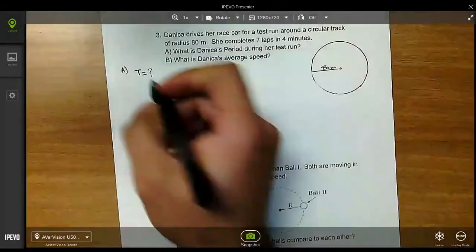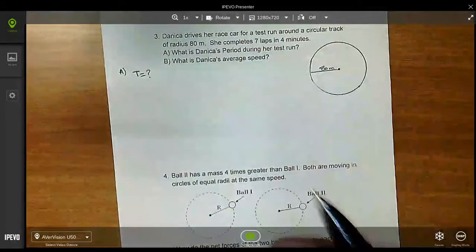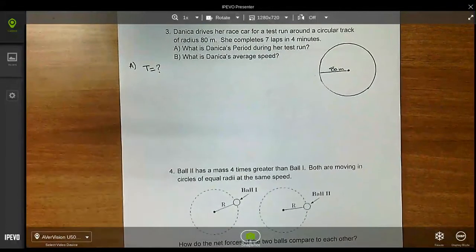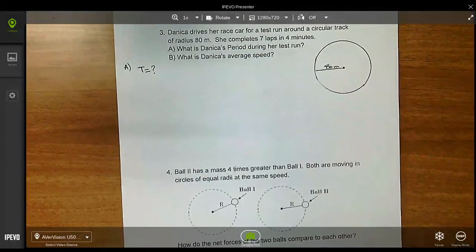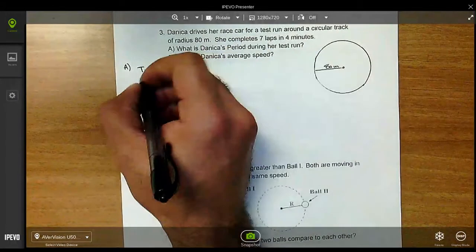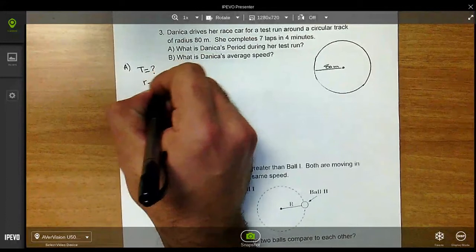Now some of you may be thinking, well, the time is 4 minutes. That's the time. That is not the period. So capital T stands for period. Now, we're going to write our different variables. Radius was 80, so r is equal to 80 meters.